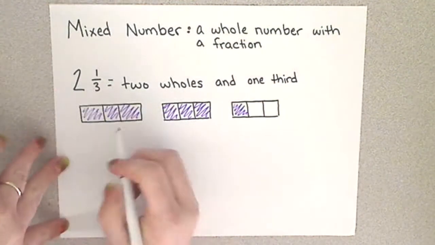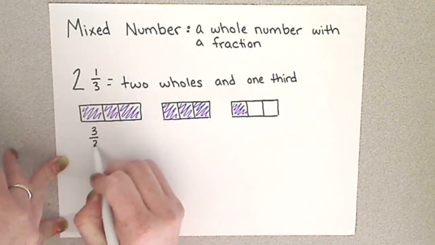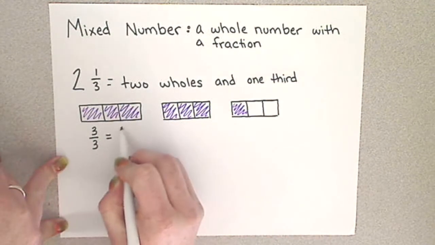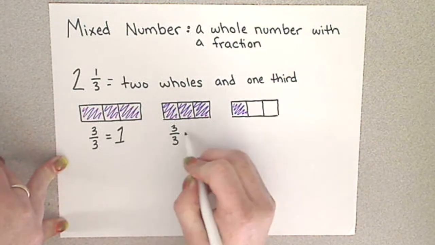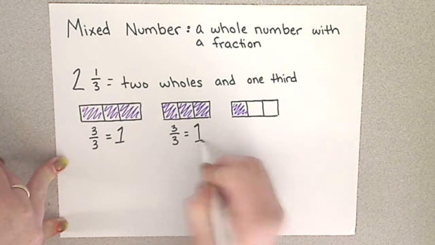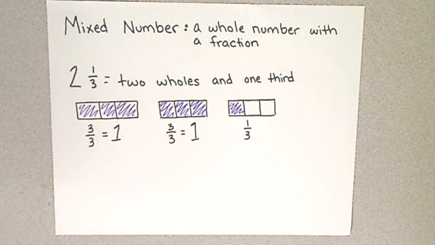So if we look at this fraction bar, this is technically 3 pieces out of 3 shaded, which equals 1. This is also 3 out of 3, which equals 1. And then this is 1/3. So this is what it means when you see a mixed number. Now let's take this and interpret it in terms of an improper fraction.